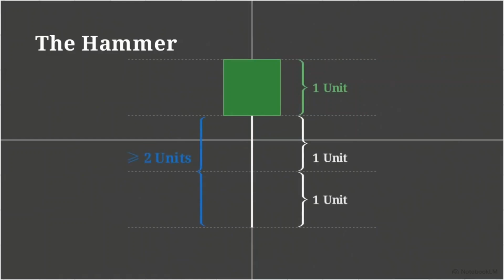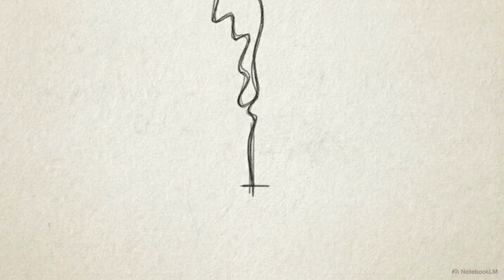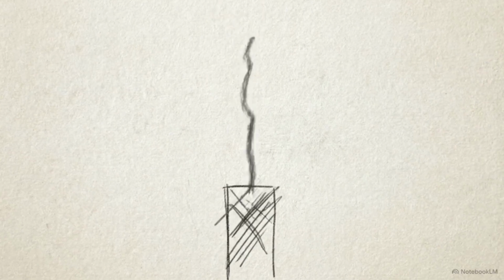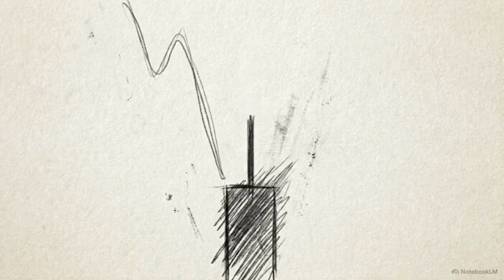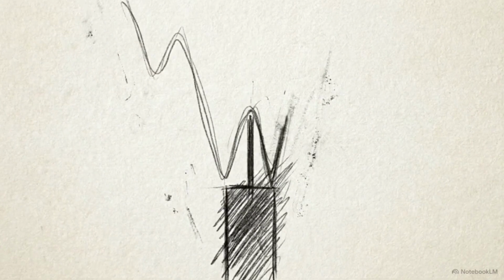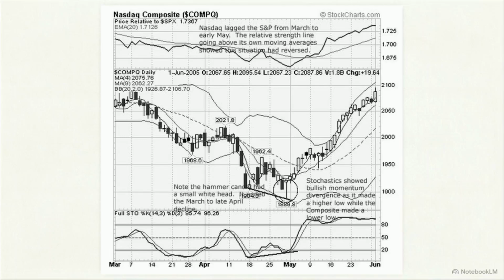Here, we look for a pattern called the hammer. To qualify as a true hammer, the candlestick must have a small real body and a lower shadow that is at least twice the length of that body. The long lower shadow reveals aggressive early selling drove prices down, but before the close, professional accumulation absorbed that supply, completely reversing the direction. This chart of the Nasdaq Composite shows a multi-month downtrend.